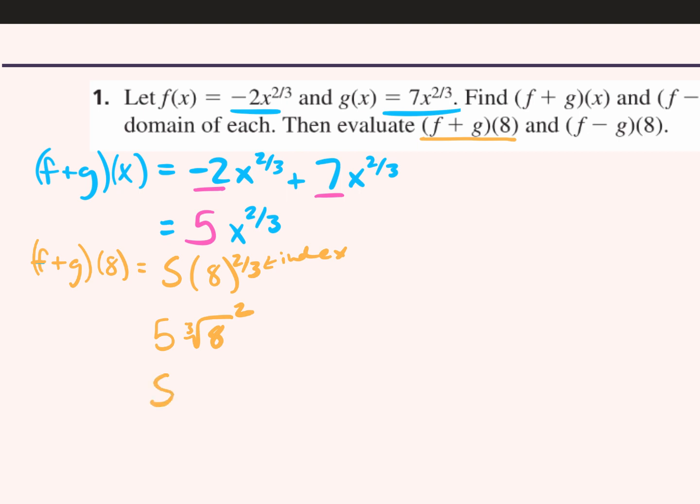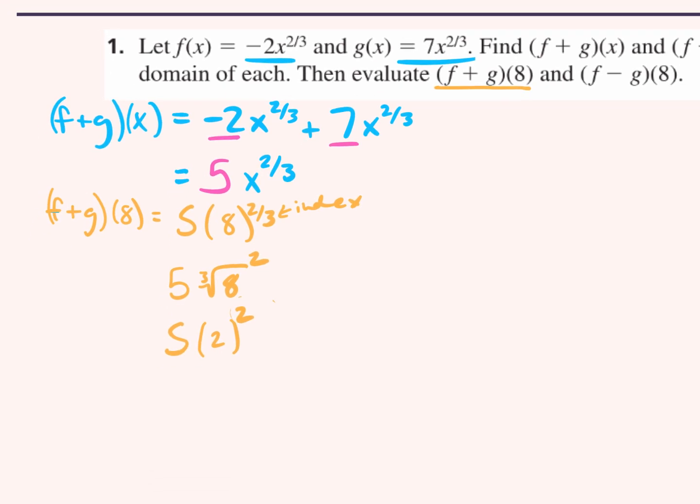What's the cubed root of 8? 2. If you want, write it out. I have 2 times 2 times 2. Circle your group. 2 comes out. So it's 2 squared. According to PEMDAS, what do I have to do next? The exponent. 2 squared would be 4. And 5 times 4? 20. So f plus g of 8 is 20.